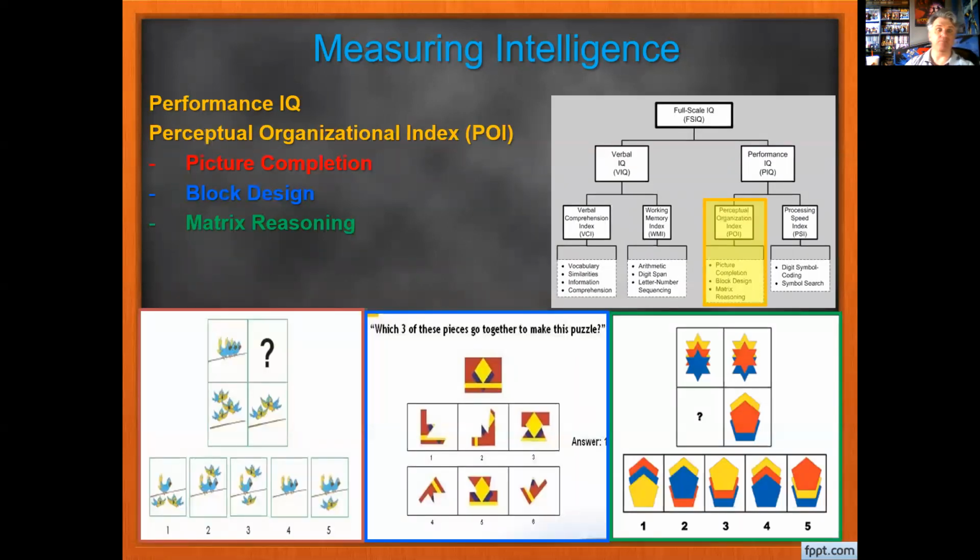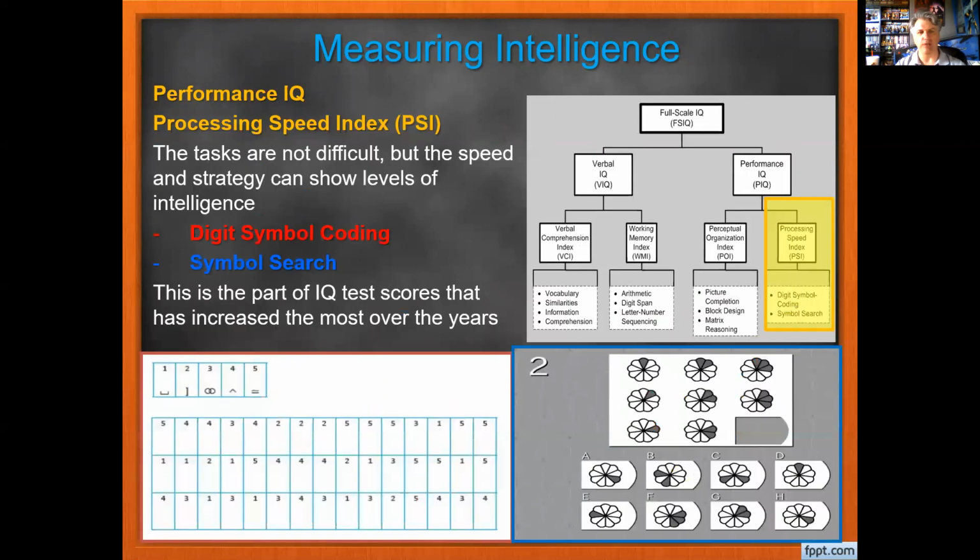Where you guys are having massive improvement from generations before you are things like this, puzzles. Picture completion, which of these pictures completes this? Block design, which pieces down here would I need to complete that? Matrix reasoning, of this, what's going to fill in the blank there? This is where your phone helps you out because you're playing games all the time, using that part of your brain and everything else to do that.